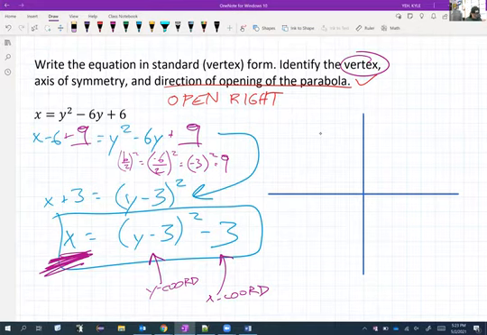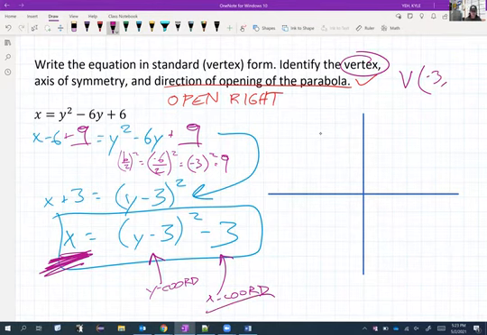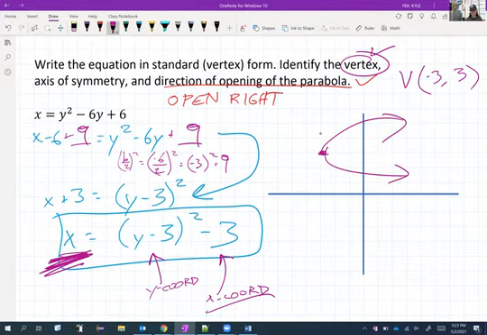So that means the vertex is going to be the x coordinate over here is -3. The y coordinate is whatever makes y minus 3 equal to 0, so +3. 1, 2, 3, 1, 2, 3. I'm going to put my vertex right there. We already said it opens to the right. That's done. So it's going to look something like this. And we'll create a table here in just a second.